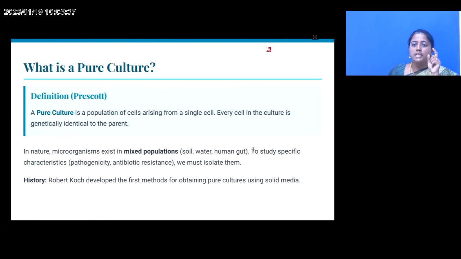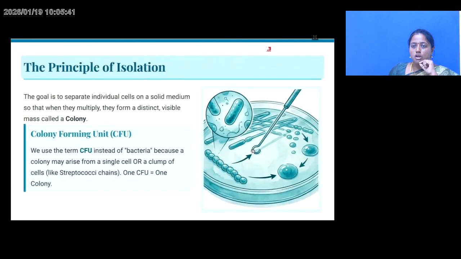So Robert Koch developed the first method for obtaining a pure culture using solid media. The main aim of this method is to separate individual cells on the solid medium so that we can multiply them, and they become distinct and easily visible. That is called a colony. We can easily see the colony.